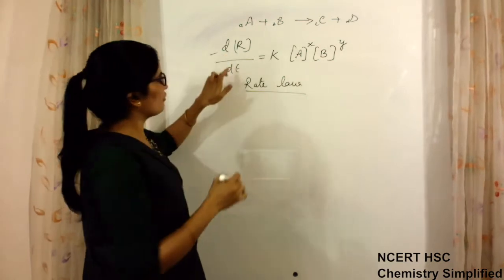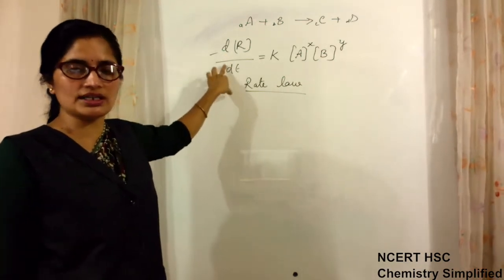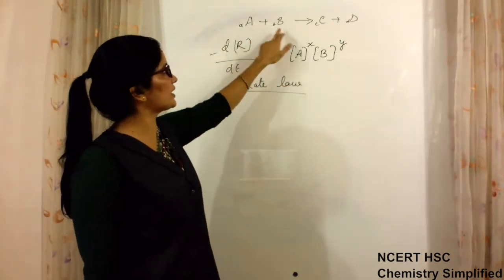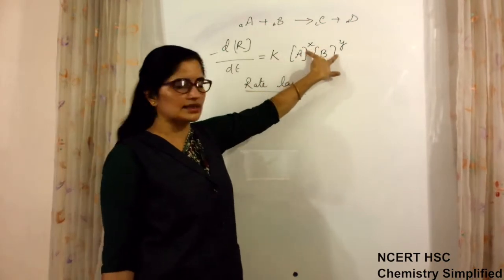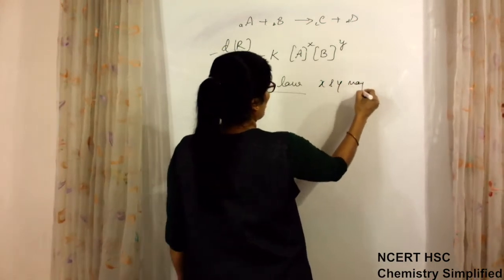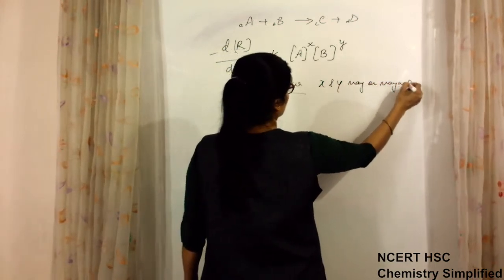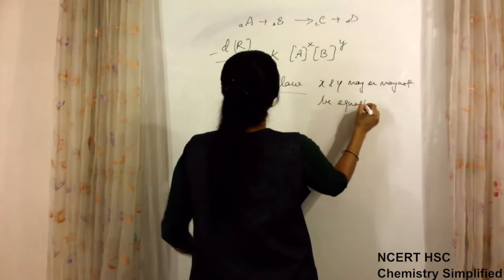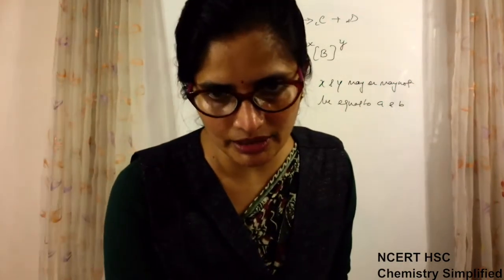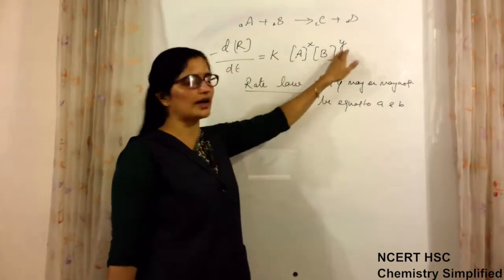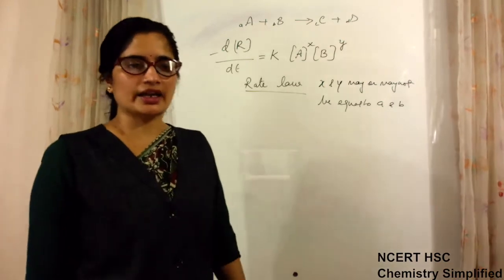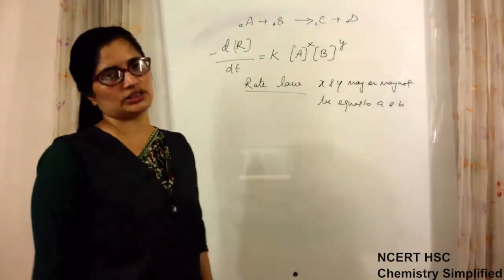When the differential rate of reaction, or instantaneous rate of reaction, is expressed in terms of concentration of reactants raised to powers x and y, where x and y may or may not be equal to small a and small b. Means it's by chance that they can be equal to small a and small b, but x and y are not a and b. These x and y are experimentally determined values and are known as order of reaction.